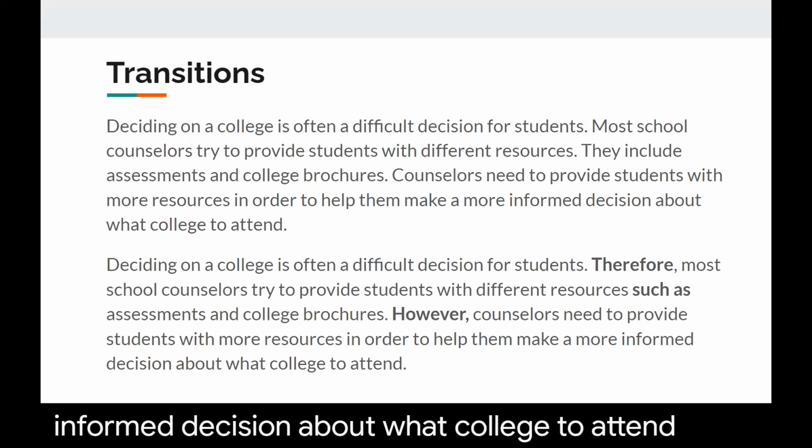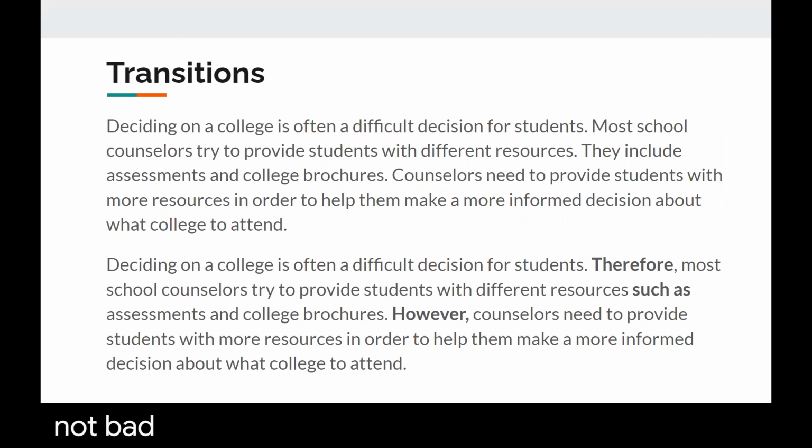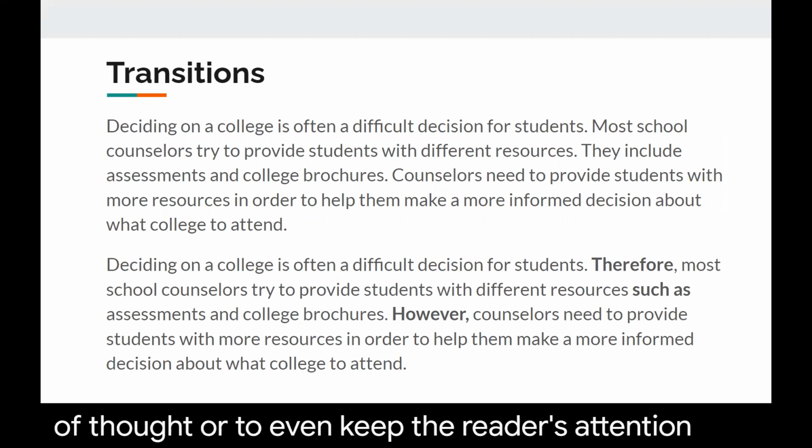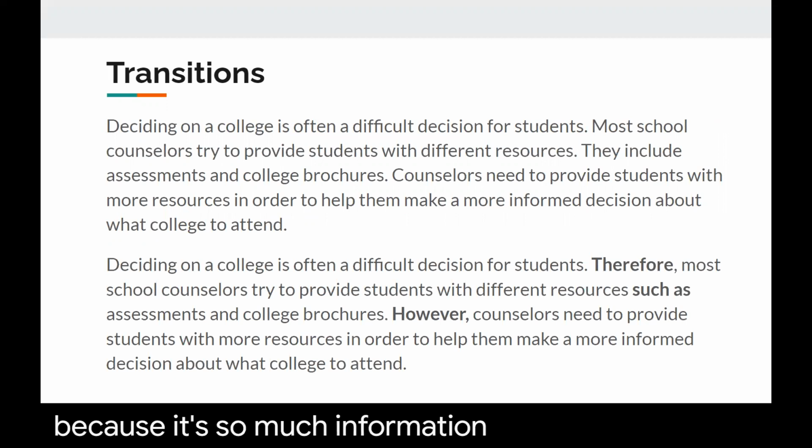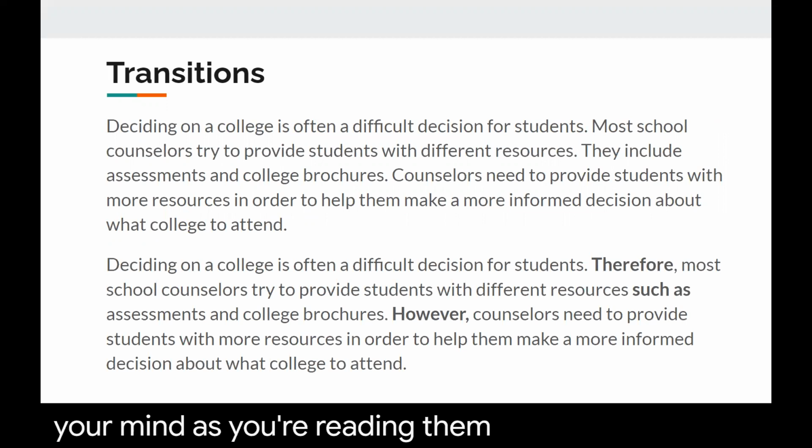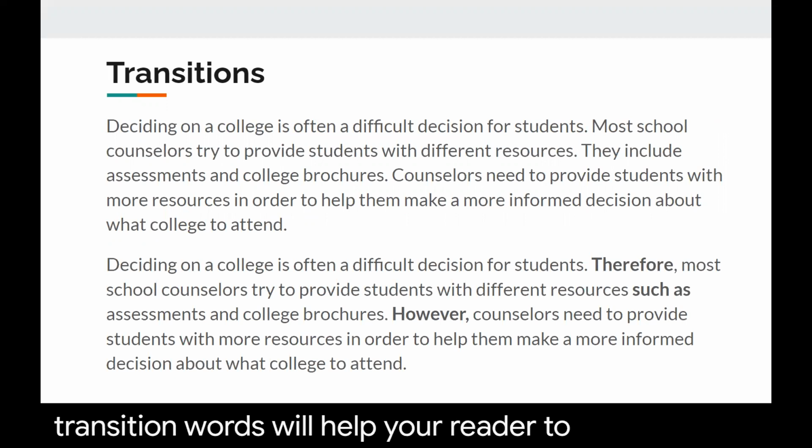Again, not bad writing, but it could be hard to follow this train of thought or to even keep the reader's attention because it's so much information in one paragraph that you kind of start to wander in your mind as you're reading along. Signpost or transition words will help your reader to stay focused.